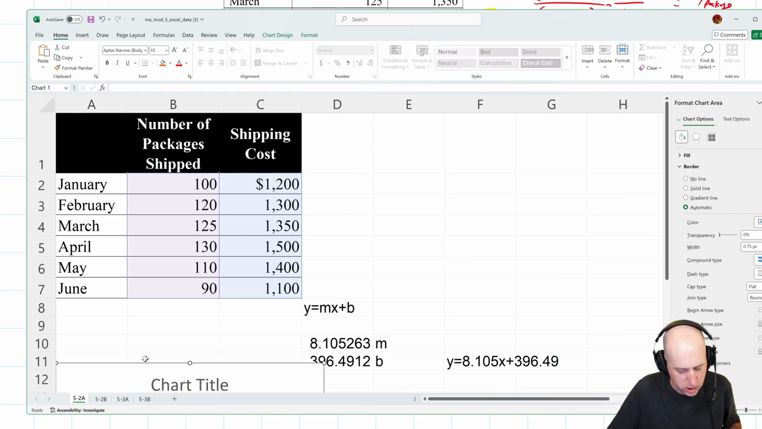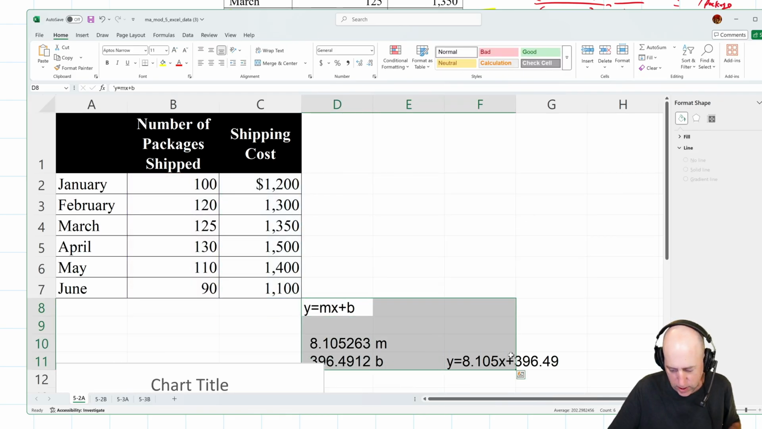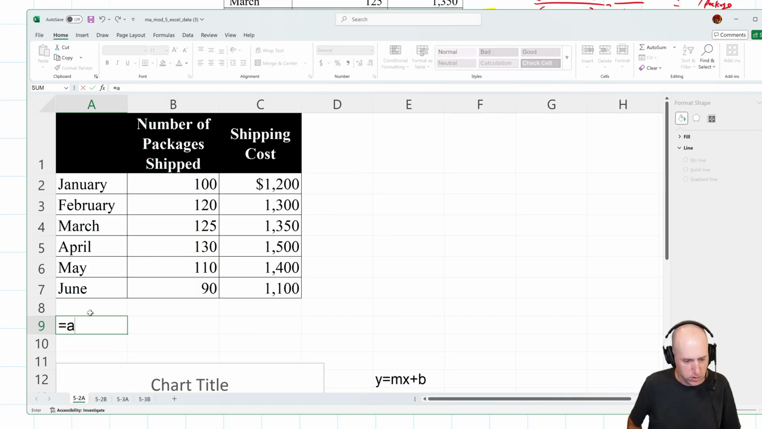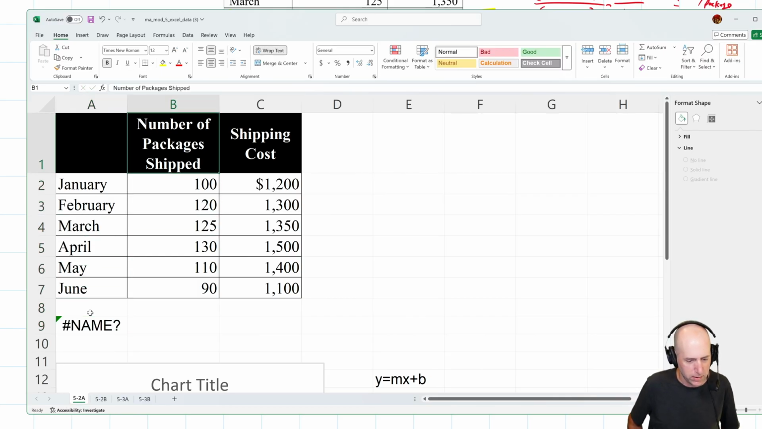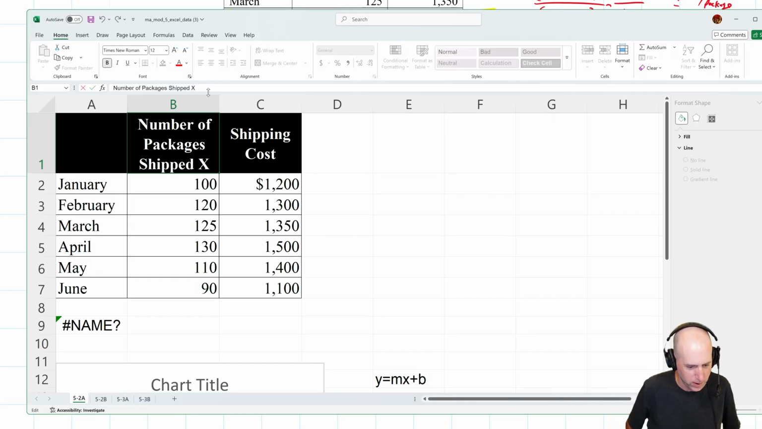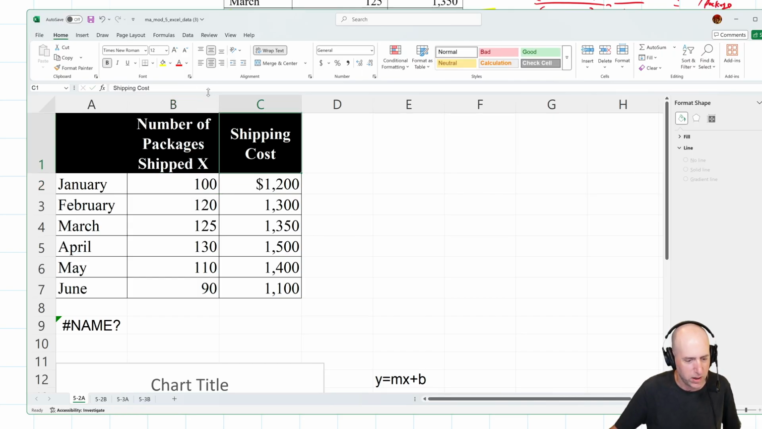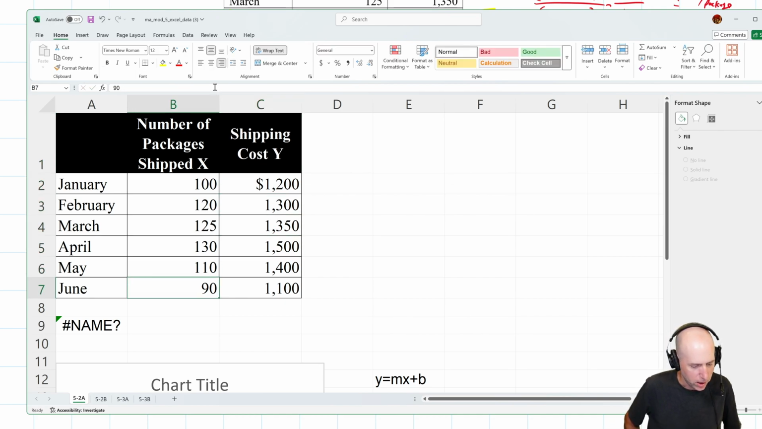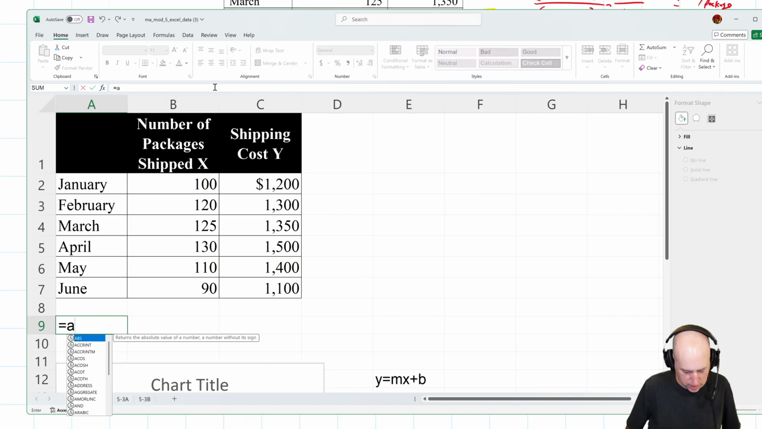So let me put the chart title down there. I'll move this maybe down just a touch, because I want to work here. So the first thing you need is averages. And let's remember, number of packages shipped is our X variable, if we're thinking of X and Y. And shipping cost, of course, is our Y variable. I just want to remind you of that. Okay, so I need my average X and I need my average Y.